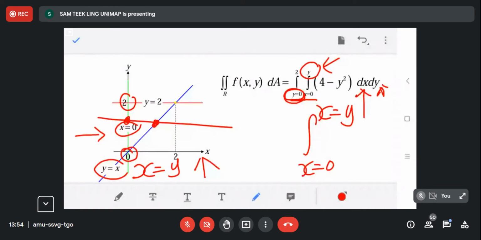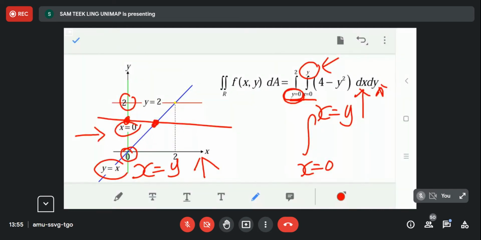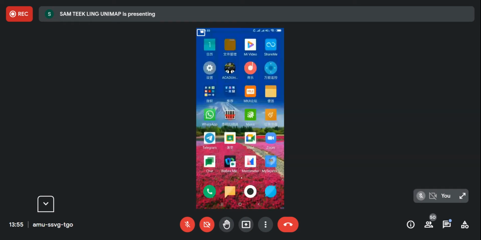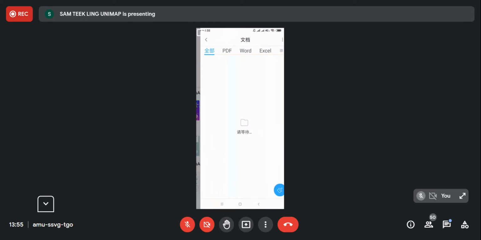So it will only involve these three: cubic, tetrahedron, or cylinder only. So if you prepare for your assessment, you prepare these three. For the exercise, I also give you these three. So this one is the surface. This one is the first one. So after this, we go to our textbook.